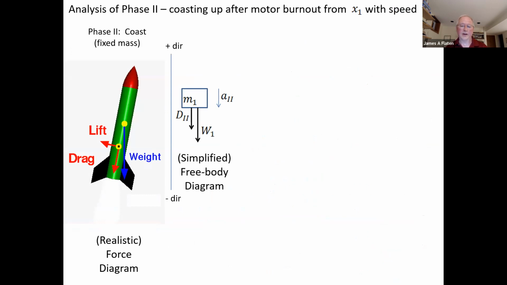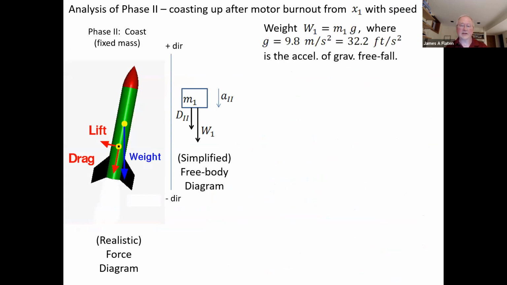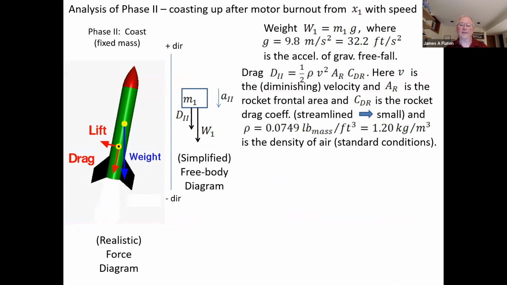It's down. Okay. The weight is calculated as mg, just like before, and the drag is calculated as 1/2 rho v squared A_R, where A_R now is the cross-sectional area of the rocket as you look at it end on. So that's probably a pretty small number. And then the drag coefficient for the rocket, well, that probably won't be the same sort of number as the drag coefficient for a parachute. Okay. So in this case, the speed as the thing is traveling upwards while coasting will diminish and eventually it will reach 0.